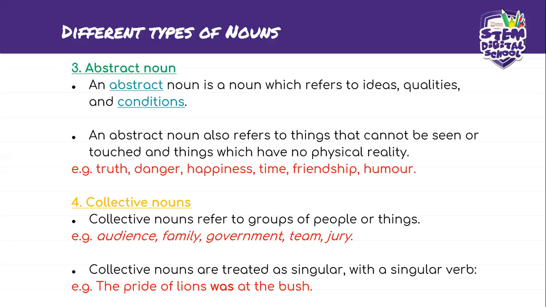So an abstract noun also refers to things that cannot be seen or touched, and things which have no physical reality. Okay, so that is something we need to remember: an abstract noun also refers to things that cannot be seen or touched, and things which have no physical reality. Here are some examples.